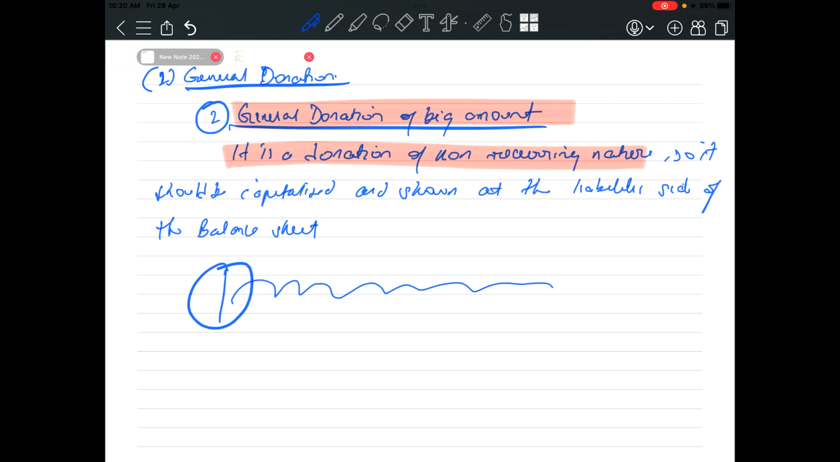There are general donations of small amount. That small amount will be of recurring nature, means you will receive it every year. Equal amount you will receive every year, or every month. So it will be called recurring. Recurring means always coming. Non-recurring means you will receive the amount only once.